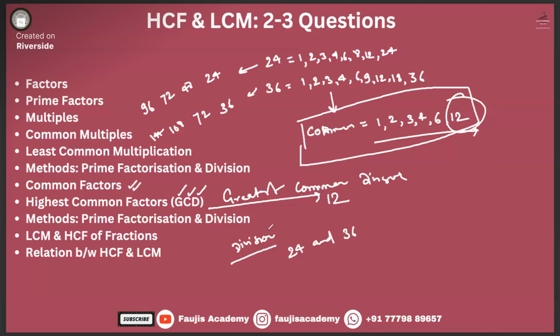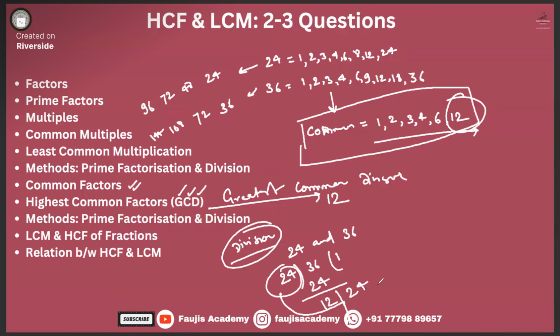Anyways, so the first one is your division method. So how do you find it by the division method? 24 divides 36 one time. What is the remainder? 12. 12 is the remainder. And now do this process again. This number, pull it over here in between.